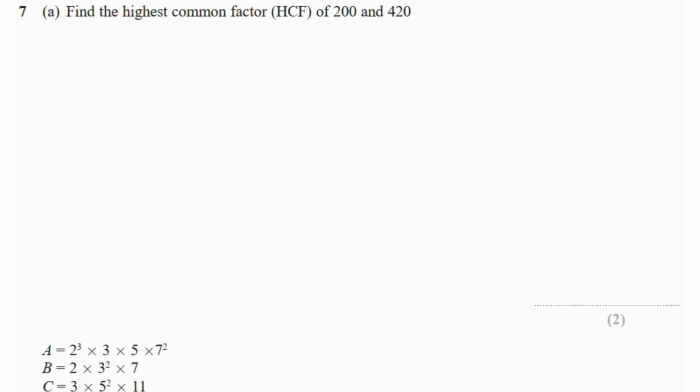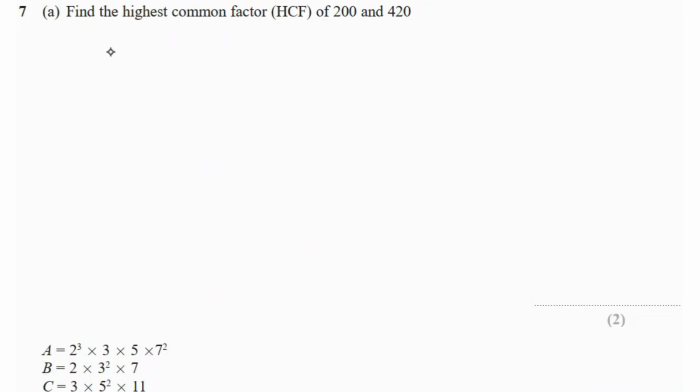Then for the next question, they gave us two numbers and asked us to find the highest common factor. So very similar to what we have done in the previous questions, and you must have noticed by now that the pattern of questions is pretty much the same. If you're able to understand past questions and at least do questions for a topic from 5 papers, you will have a good grasp on what the question is going to ask you for and how you're supposed to solve it. So find the highest common factor of 200 and 420.